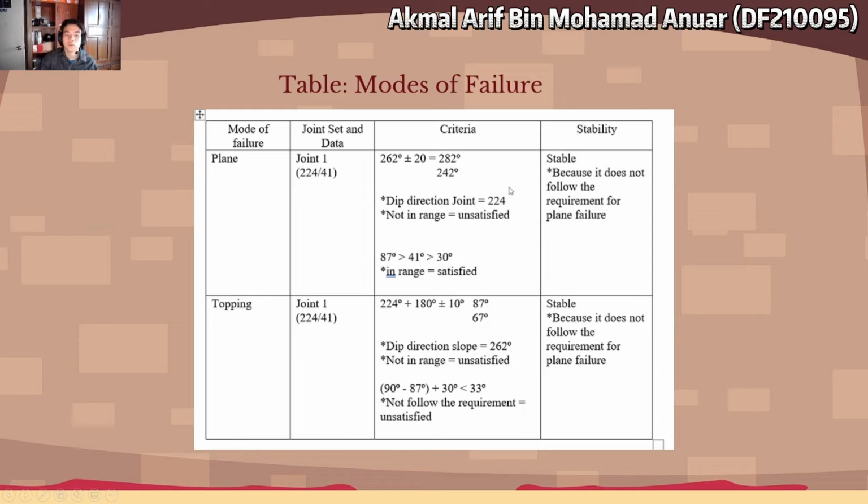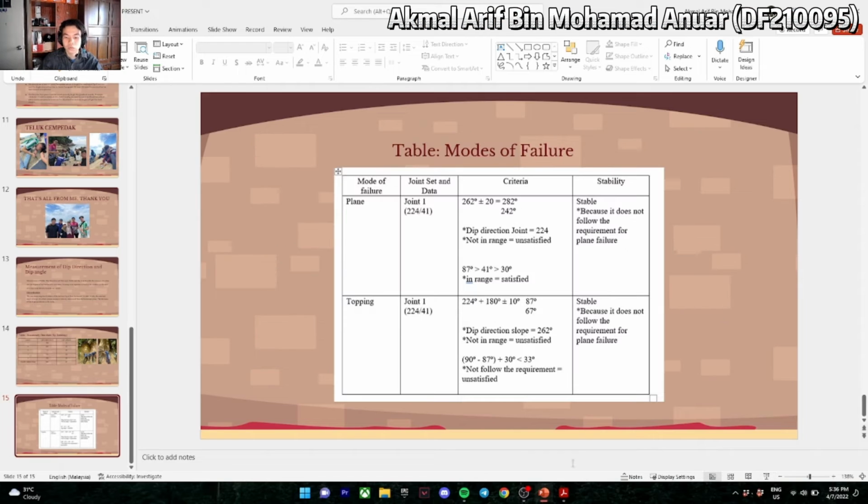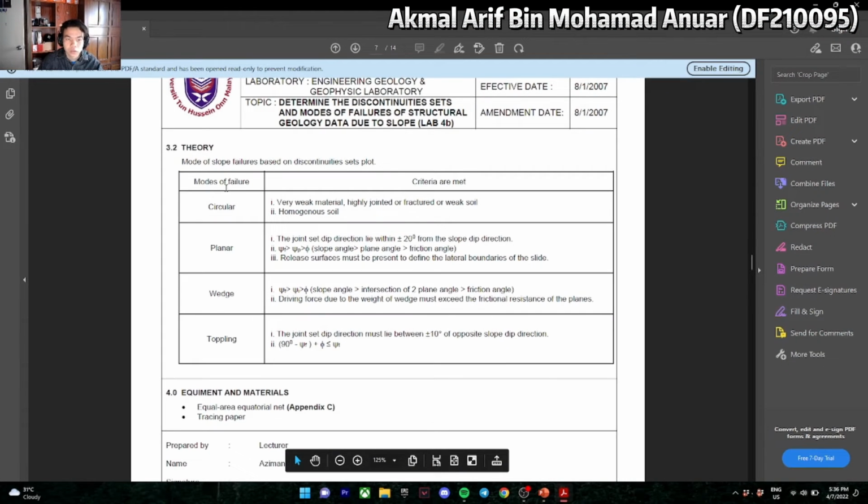So this is the calculation part where most of the failures we have are planar and toppling. From joint set data, we assume joint 1 is 224/41 and the formula for planar and toppling we have referred to Lab 4. As you can see, most of the failures are planar and toppling.